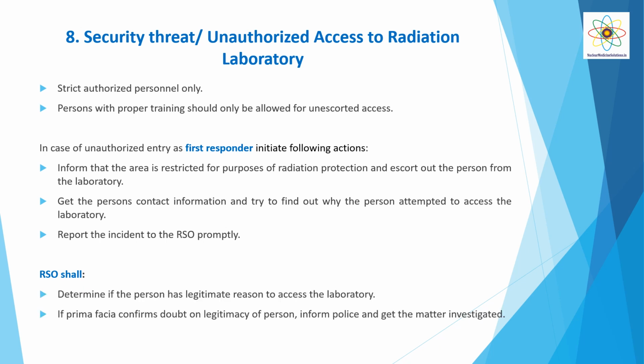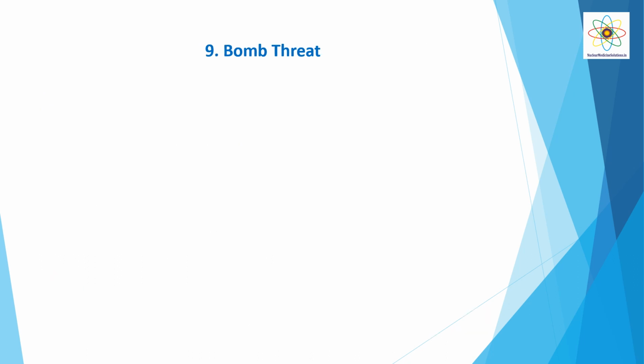Now the RSO shall determine if the person has a legitimate reason to access the laboratory. If prima facie evidence confirms doubt on the legitimacy of the person, inform police and get the matter investigated. If the person is found innocent, provide a general outline about radiation safety and keep the record.